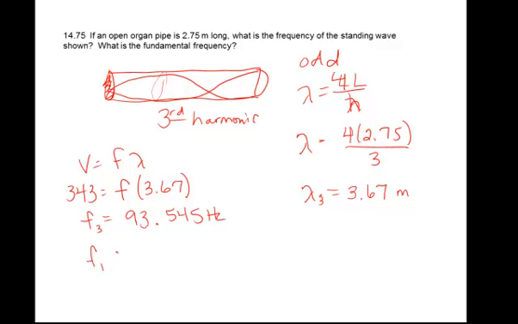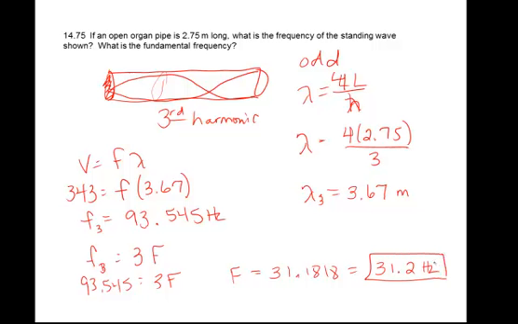And in order for me to find the first harmonic, I'm going to have to divide this by 3, because the frequency of the third harmonic would be 3 times the fundamental frequency. So 93.545 is equal to 3 times f. So if I divide by 3, then the frequency of my fundamental is 31.1818. And it looks like I'm going to get 3 significant figures. So 31.2 Hertz. It's going to be the frequency of my fundamental.